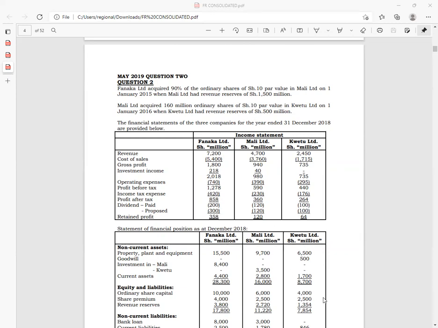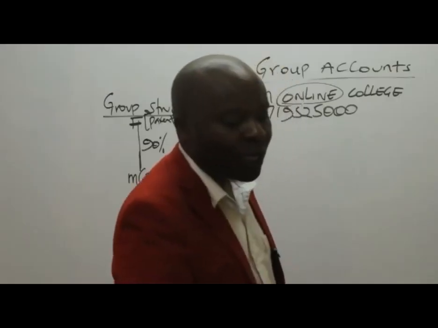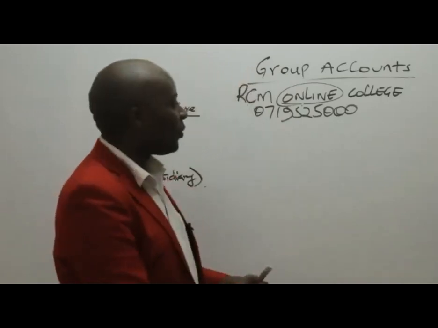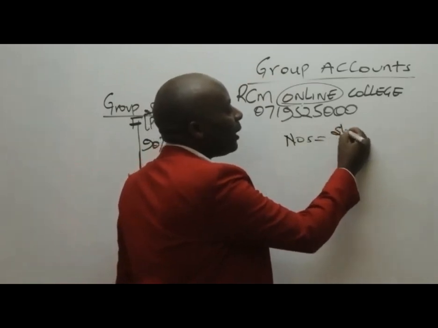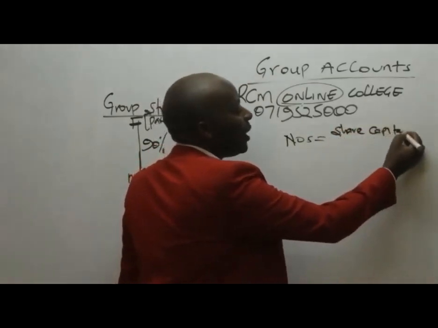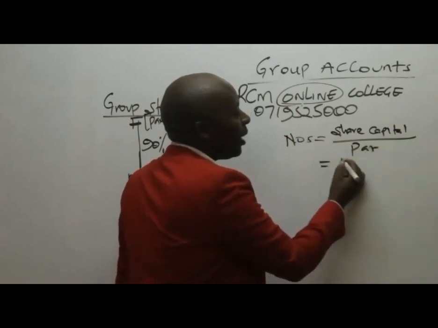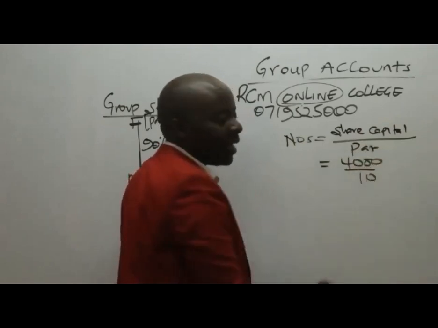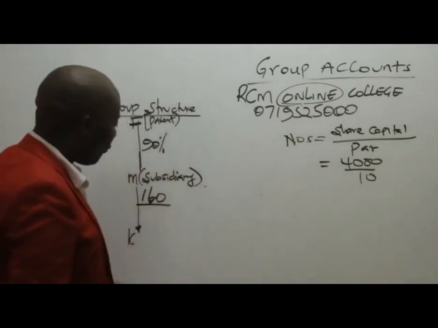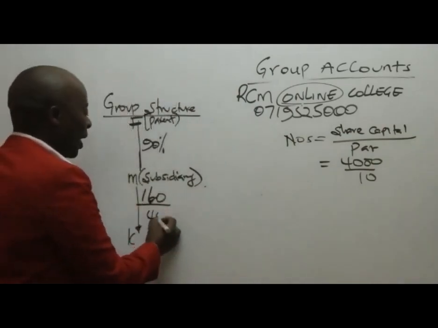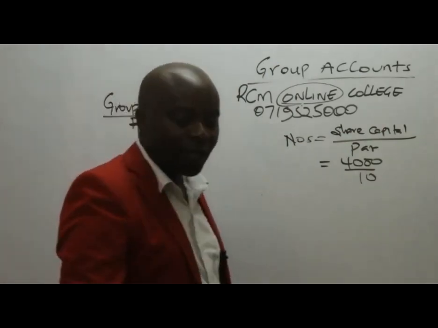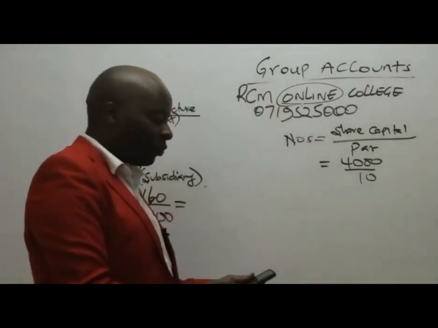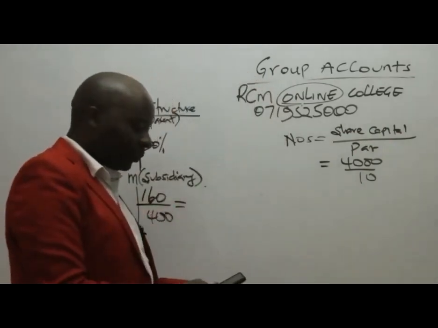Whenever you want to convert share capital in shillings to number of shares, what you do is to take the share capital that you are given here, and then you divide this by par. So you'll take 4,000, you divide by 10. So 4,000 divided by 10 is 400. So in this case, what is 160 divided by 400, and then you multiply this by 100 for purposes of changing this to a percentage.